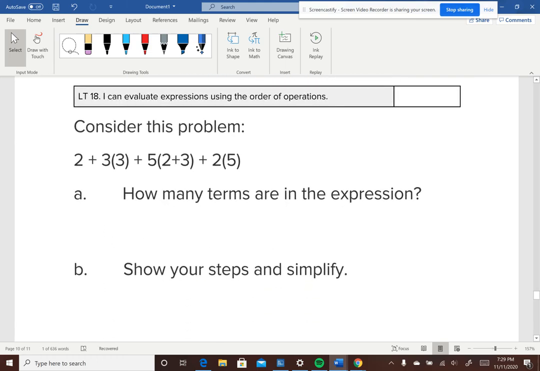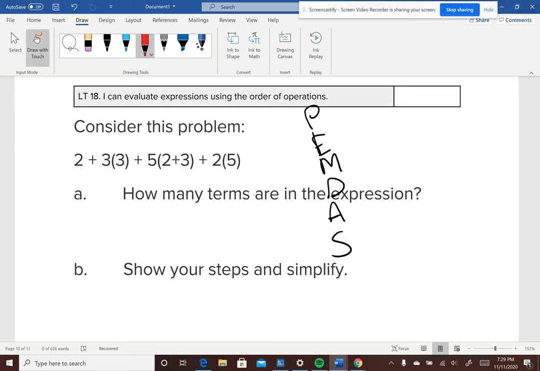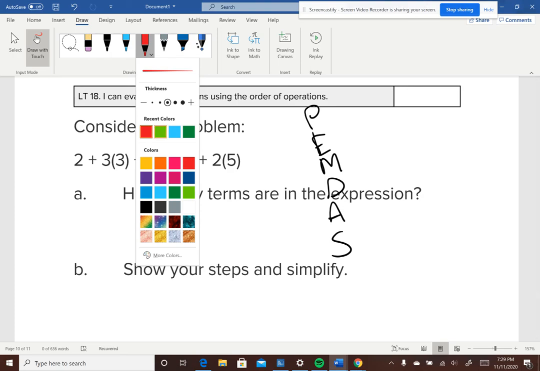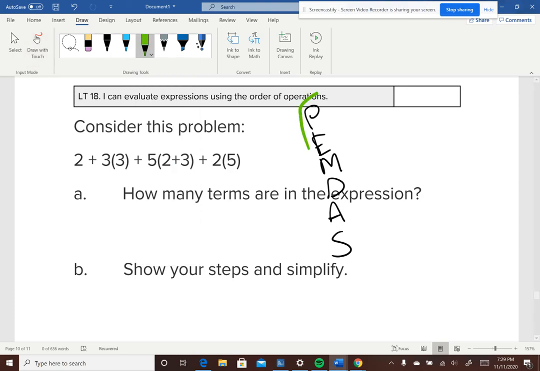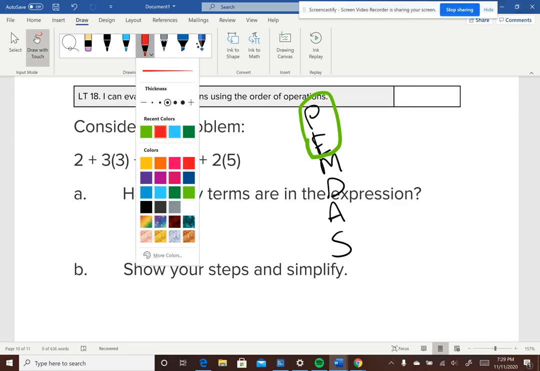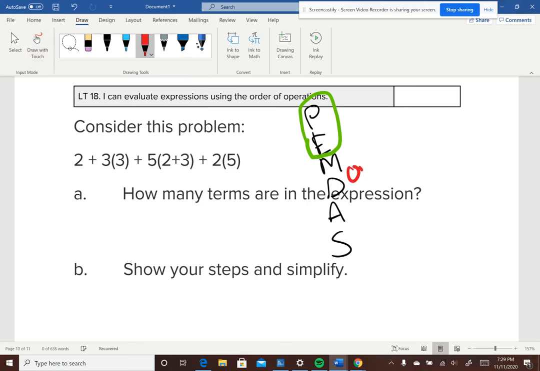I can evaluate expressions using the order of operations. All right, so let's think about what our order of operations are. We have P, E, M, D, A, S. That is PEMDAS. And one thing I want to stress is that it doesn't matter the order for parentheses or exponents, right? It's just simply parentheses, then exponents. But the order from left to right in which multiplication or division comes, that's going to be which one you do first. Same with adding or subtracting, whichever one comes first, left to right.